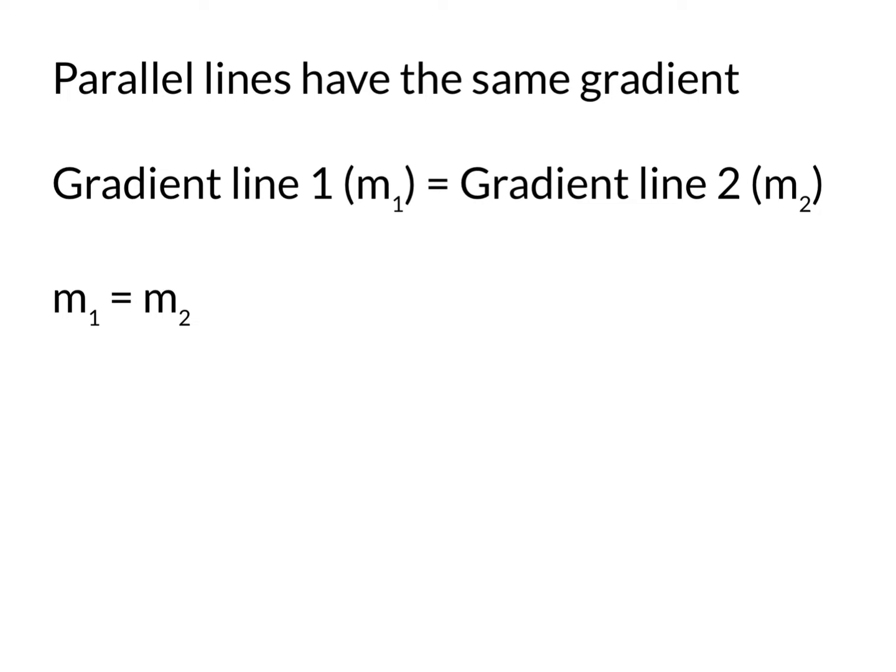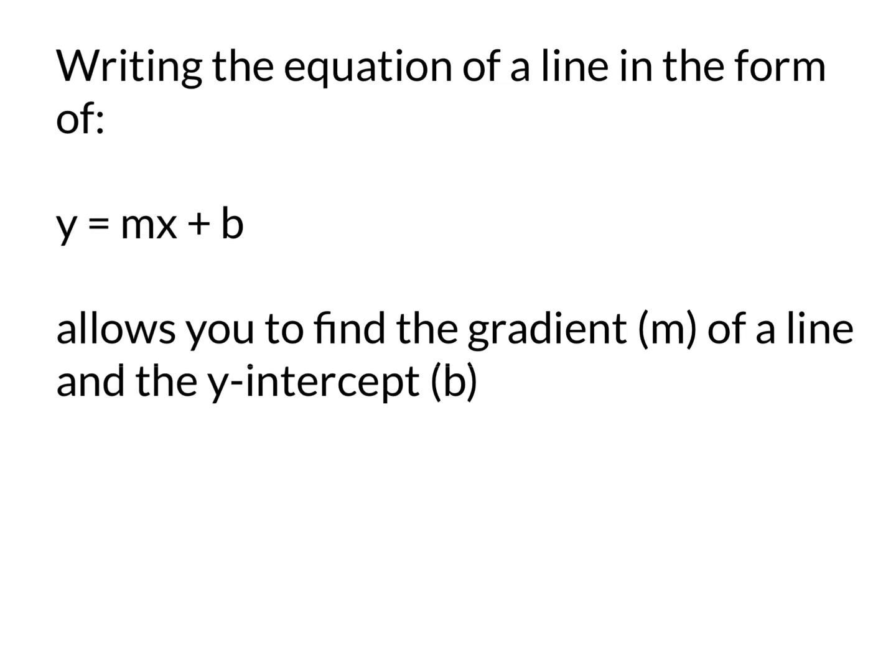So parallel lines have the same gradient, and we can treat them as gradient of line 1, m1, equals the gradient of the second line, m2. When writing the equation of a line in the form of y equals mx plus b, this allows you to find the gradient m of a line and the y-intercept b, so where it cuts the y-axis.